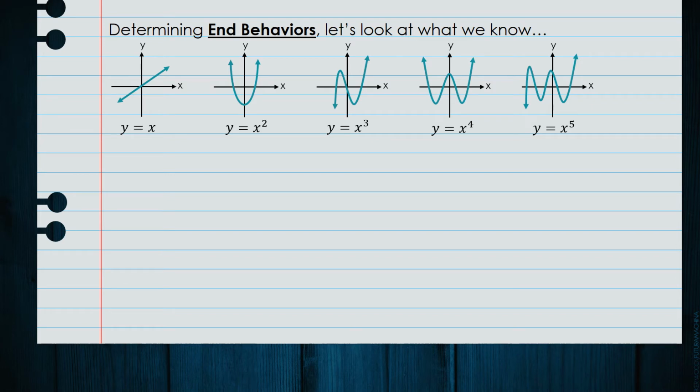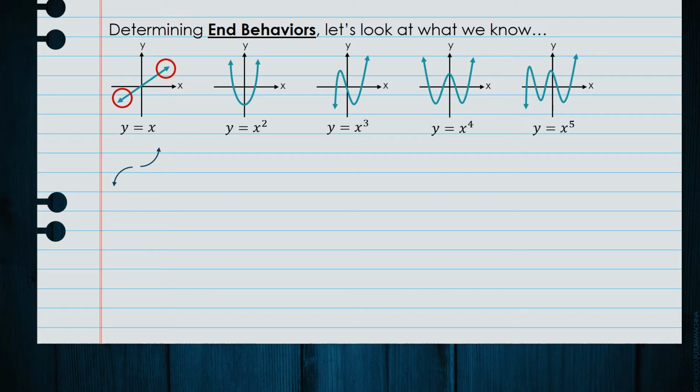So looking at the first graph, what happens on the left side? Well, notice the arrows going down. What happens on the right side? The graph is going up. So we say the end behaviors of y equals x is down on the left and up on the right.